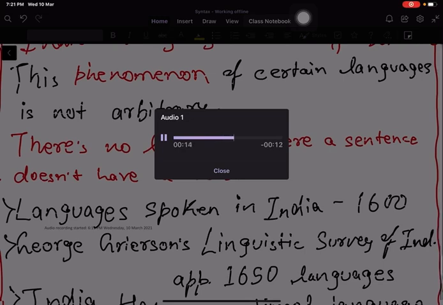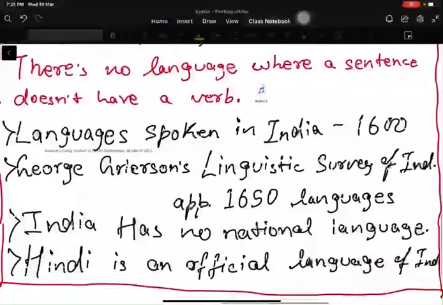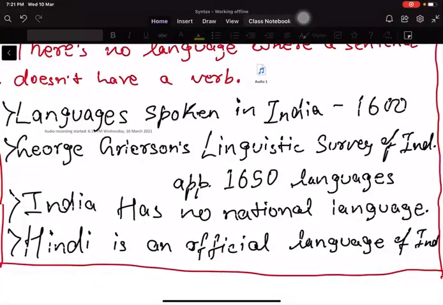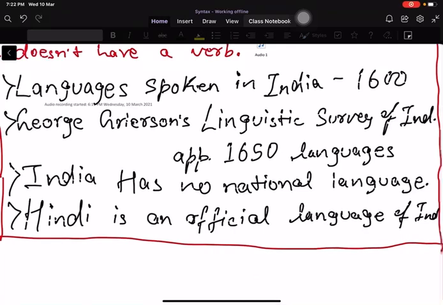Now, certain things to know about language in the context of India, as general knowledge. Languages spoken in India: India has 1,600 languages that are spoken on the Indian mainland. George Grierson's Linguistic Survey of India, which was conducted around the 1930s, explicitly said that India has over 1,650 languages. Such a vast diversity of languages.